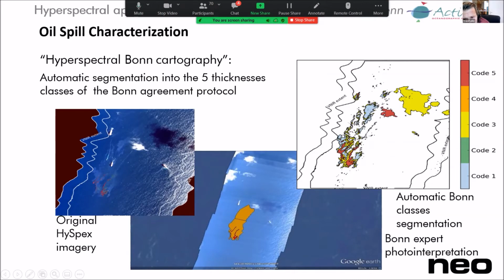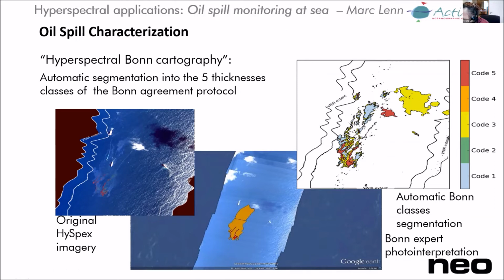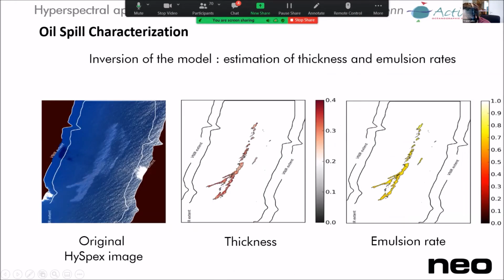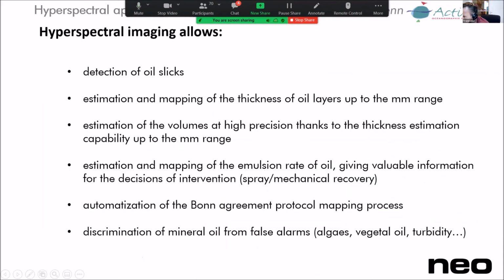Then we have a company in France, Actimar, and another company also in France, Hytech. I think they purchased in 2009, so they have done a lot over the last 12 years on oil spill characterization, where they can detect the oil spills. They can find the thickness and emulsion rate of the oil. That means that when they can detect the thickness, they can also find an estimation of the volume of the oil, and classify the type of oil and so on.